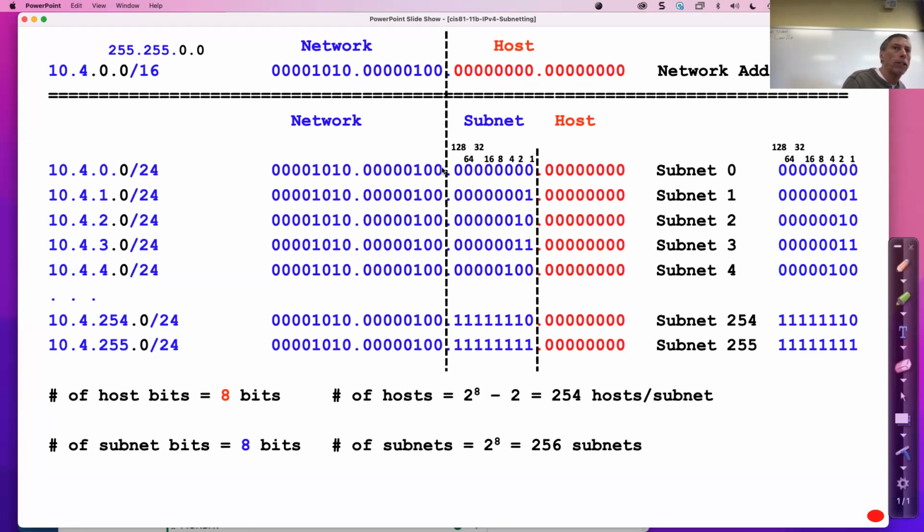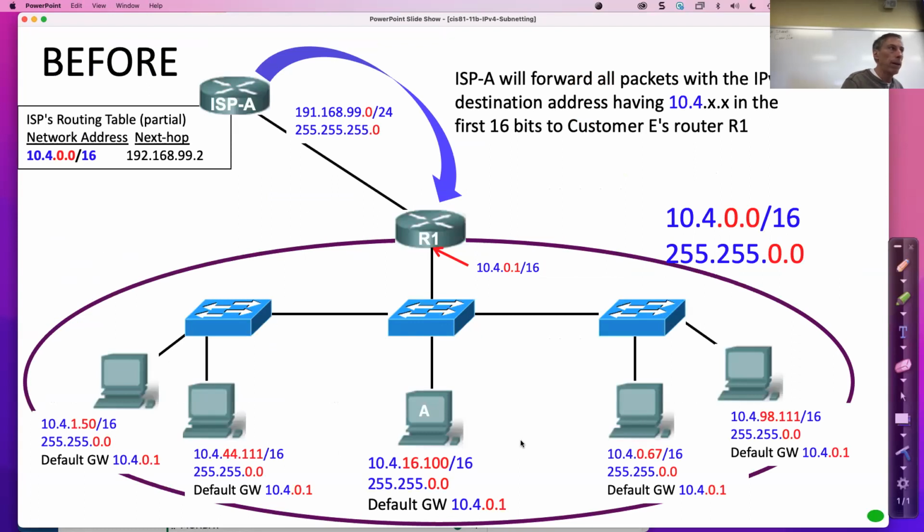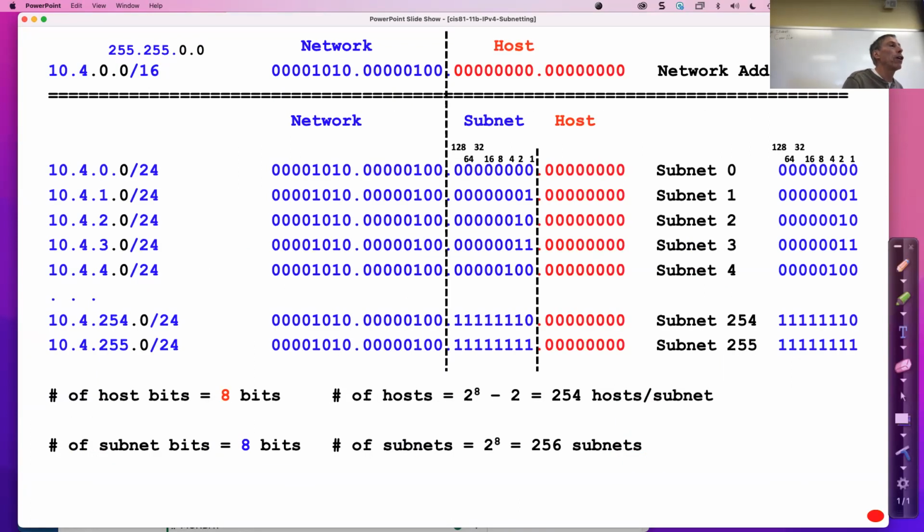Count the number of bits you subnetted by. What we borrowed from the host bits to create those subnets, what we extended our subnet mask by, is 8 bits. So now that's 2 to the 8th, which equals 256 subnets. It also means you're losing 512 total addresses, 2 per subnet.